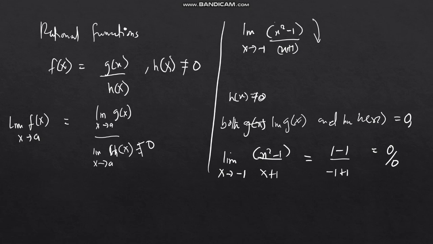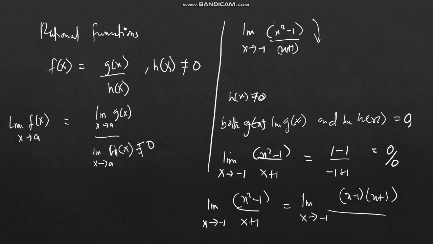And then you can see that this can be reduced. So what can you see? You can see this is a difference of two squares, so you can express it as x minus 1, x plus 1, all over x plus 1. So the x plus 1 can cancel the x plus 1 and be left with x minus 1.